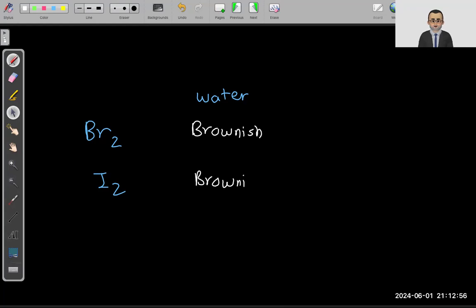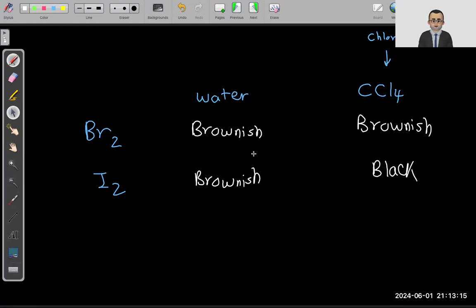That's why we looked for something instead of water. We said we'll use something called CCl4. How do you make the CCl4? By adding Clorox to acid. So when you add Clorox to acid, you get the CCl4. Now there was a difference. That one looked brownish, and that one formed a black color. So why did you use CCl4? To differentiate between bromine and iodine.